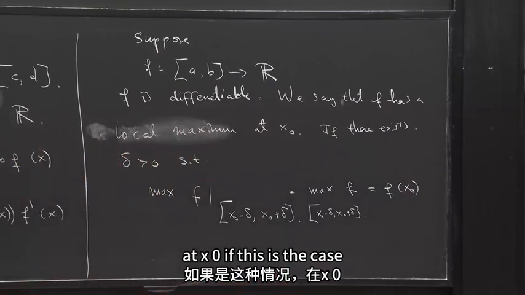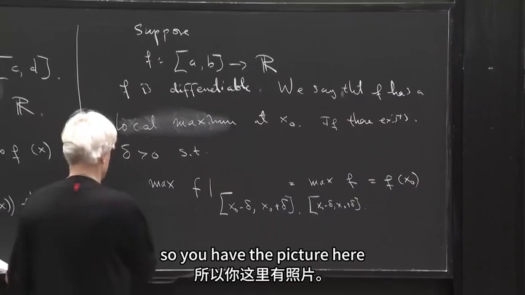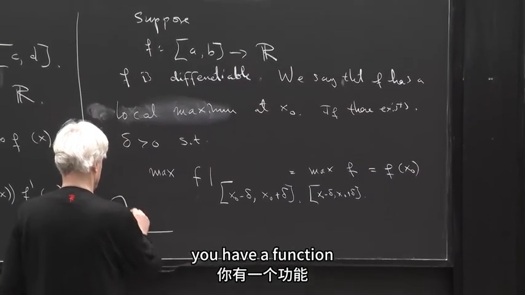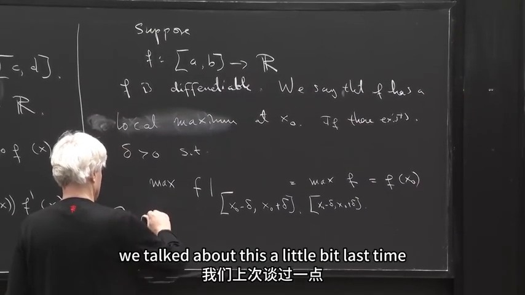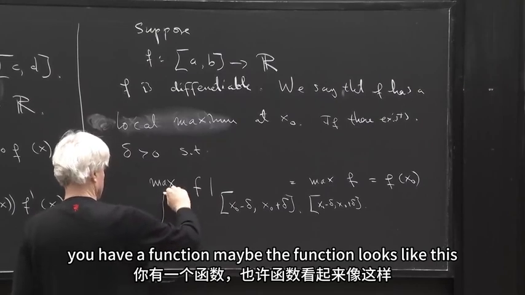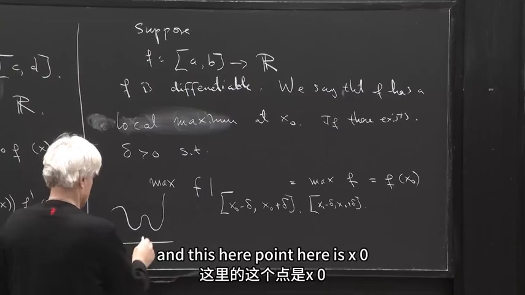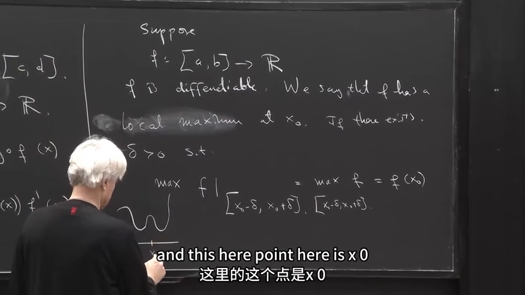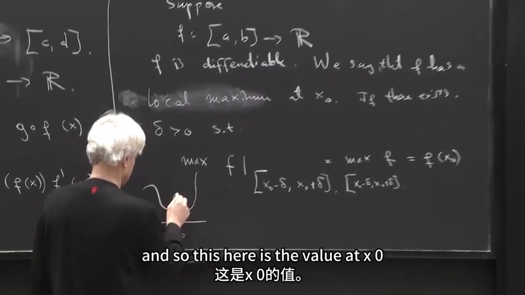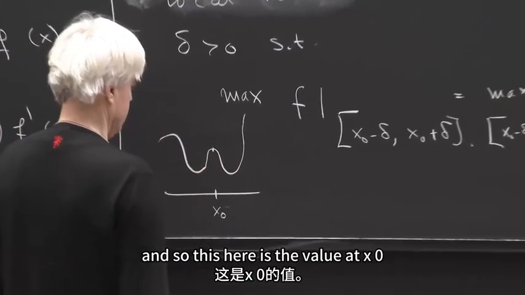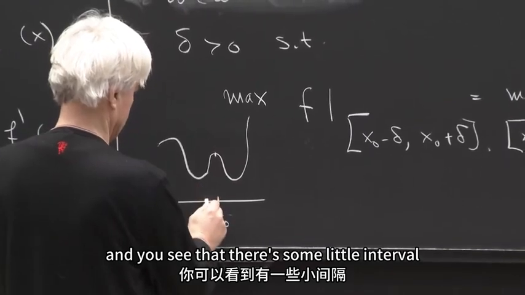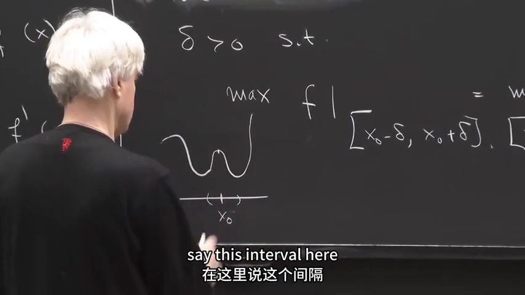Right? If this is the case, so you have the picture here, you have a function, we talked about this a little bit last time, maybe the function looks like this, and this point here is x0, and so this here is the value at x0, and you see that there's some little interval, say this interval here.